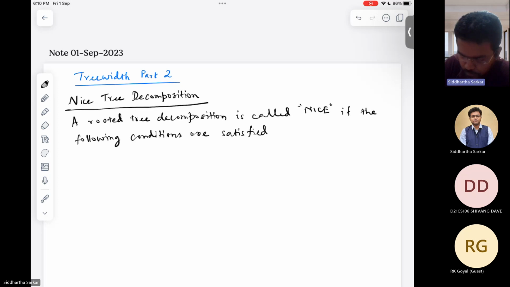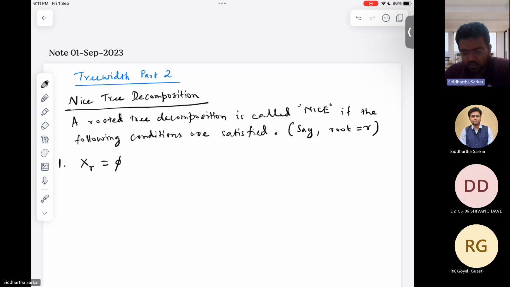So we have to satisfy... Suppose that the root node is denoted by R. So what is the first condition? The first condition is that the bag corresponding to the root is empty. X sub R denotes the set of vertices in the bag corresponding to the root R. So X sub R is empty and X sub L is also empty.